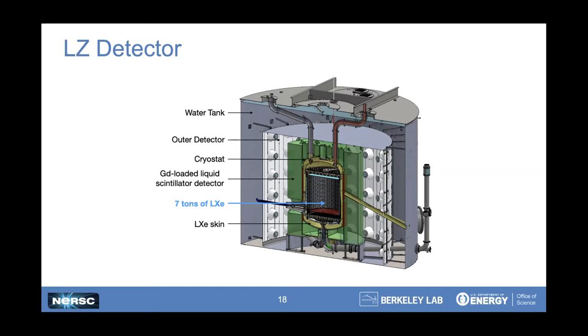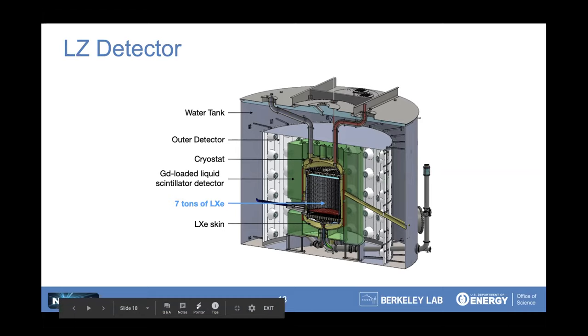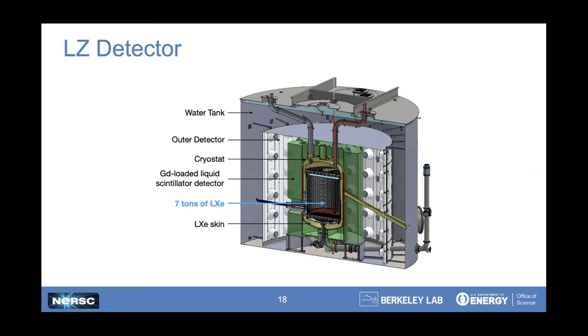So this is a diagram of the LZ experiment. We have here the main TPC, that has 7 ton of liquid xenon inside the TPC. So the total liquid xenon volume will be 10 ton. We have a skin and also an outer detector to help with the discrimination of the different backgrounds, but I don't want to go too much into the details. So right now the LZ detector is in the mine at the SURF underground laboratory in South Dakota, and I'm sorry, but I completely forgot to put pictures of the detector right here.